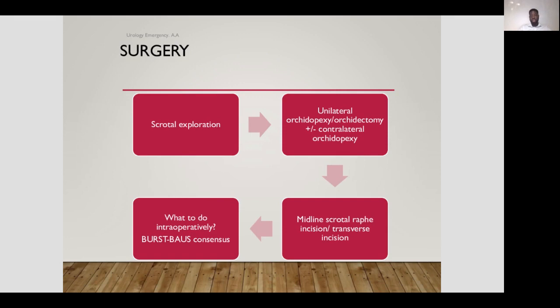We know if it's torsion, we need to take them to surgery. We know to have this surgery done. But what is usually done for fixing this testicle is usually the question. And that's where most debates come about, really. What to do intraoperatively. Most people do a midline scrotal raphe incision, and there's a small group of people who do a transverse incision. There is no scope for a paramedian unilateral incision. It doesn't help with exposure, doesn't help the patient. The cosmesis isn't really considered down there, but it also doesn't help with cosmesis.